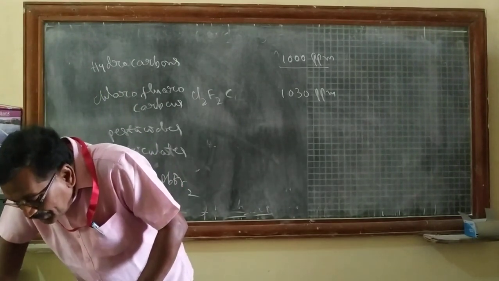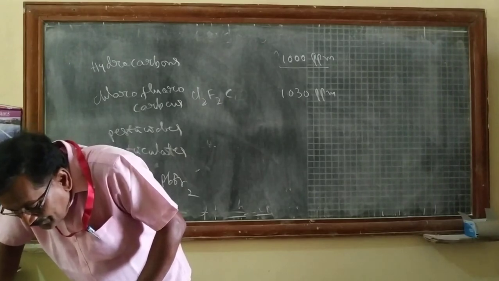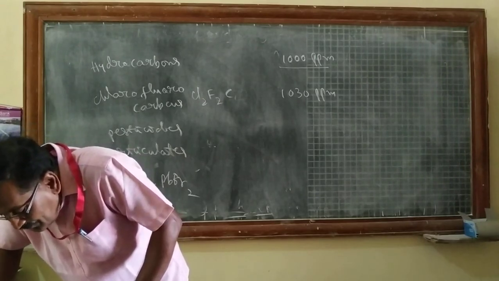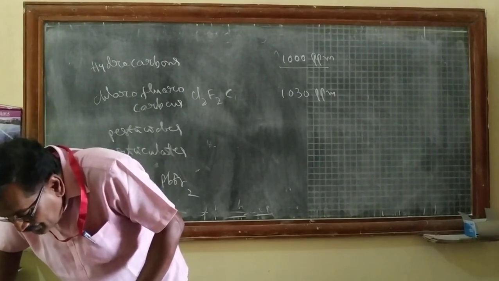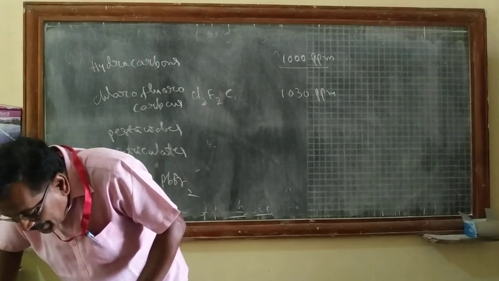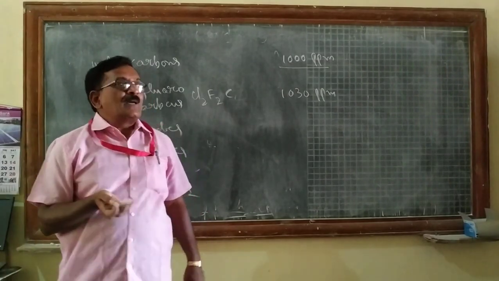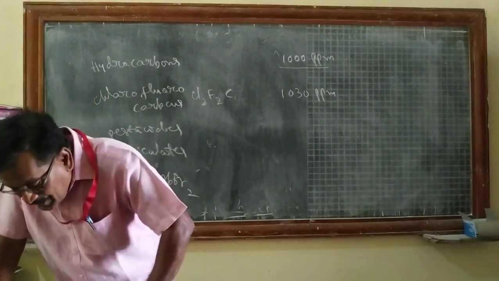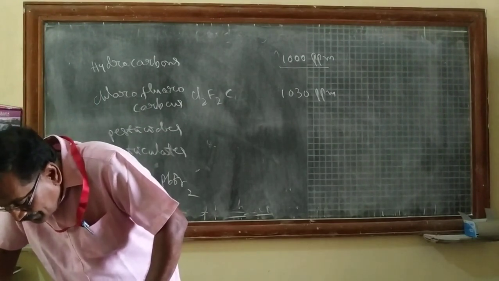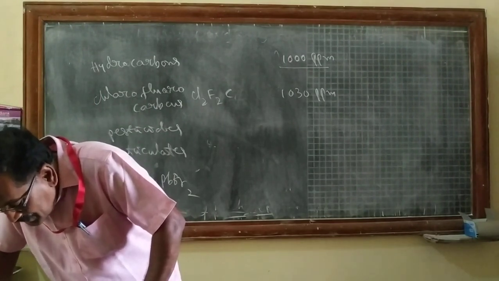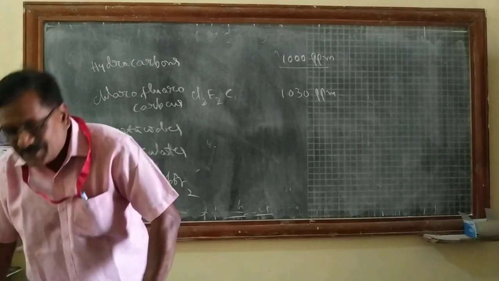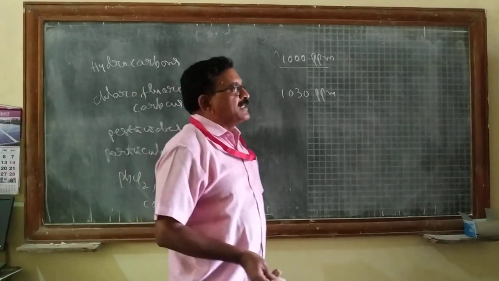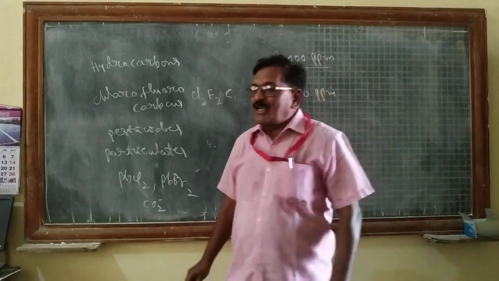Then there are the particulates. Particulates come from volcanic eruptions, fly ash, smelting and mining operations, smoke from incomplete combustion, and dust from crushers and grinders. Volcanic eruptions are the main cause of particulates. Then you have fly ash, smelting and mining operations, smoke from incomplete combustion, dust from crushers and grinders. All these are the main causes of particulates.